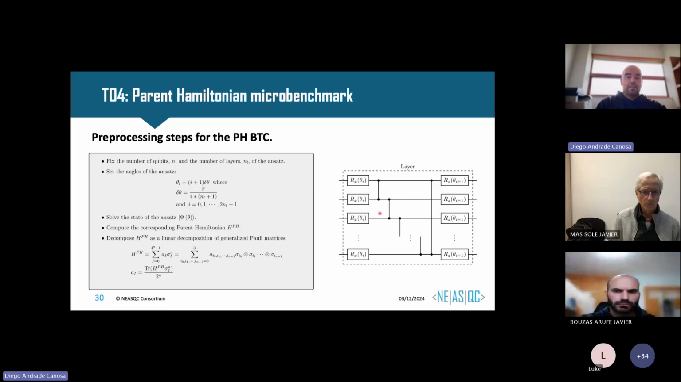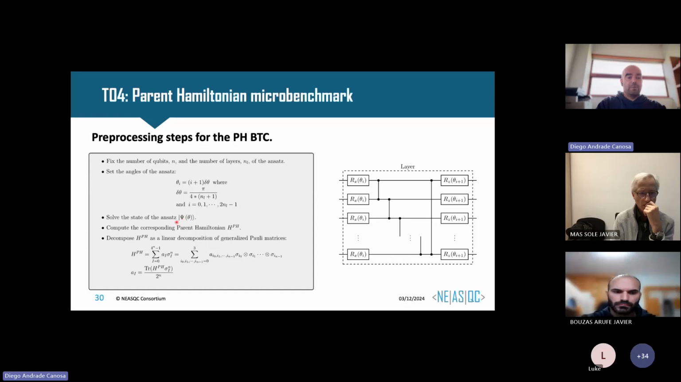Then we set the angles that we have to use for that specific ansatz. That depends on the number of layers. They are calculated with an expression that depends on the number of layers. And then we solve the state of the ansatz. We apply it with these angles, execute the ansatz, and we get the output.